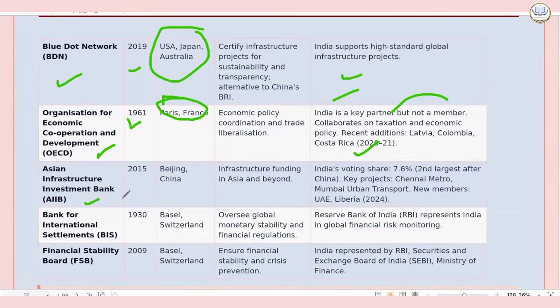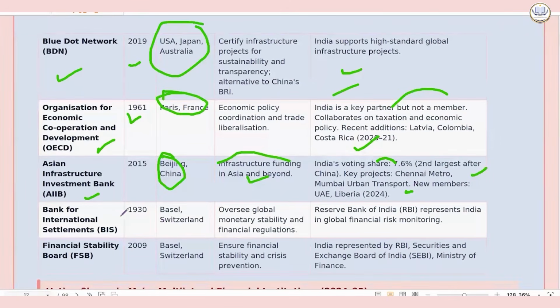Asian Infrastructure Investment Bank, 2015, and Beijing, China is the headquarters. It aims to provide infrastructure funding in Asia and beyond as well. India's voting share is 7.6%, second largest after China. Chennai Metro, Mumbai Urban Transport were some of the projects funded by the AIIB. New members, UAE and Libya in 2024. Then we have BIS, which we have read in economics as well. Headquarters is in Basel, Switzerland. It oversees global monetary stability and financial regulation. RBI represents India in global financial risk monitoring.